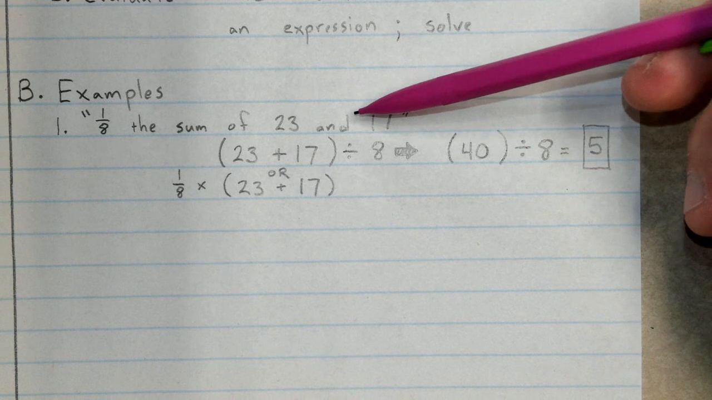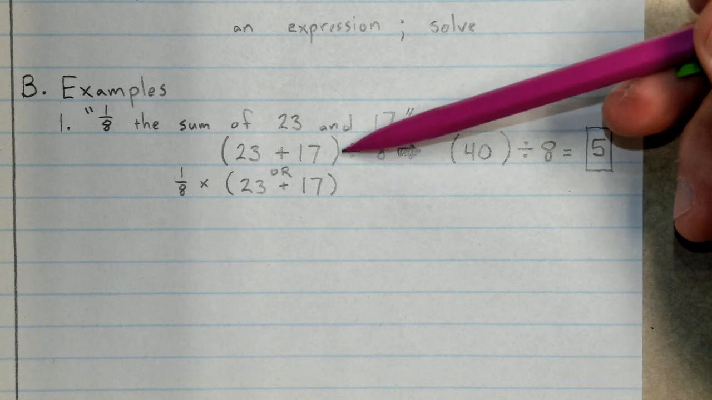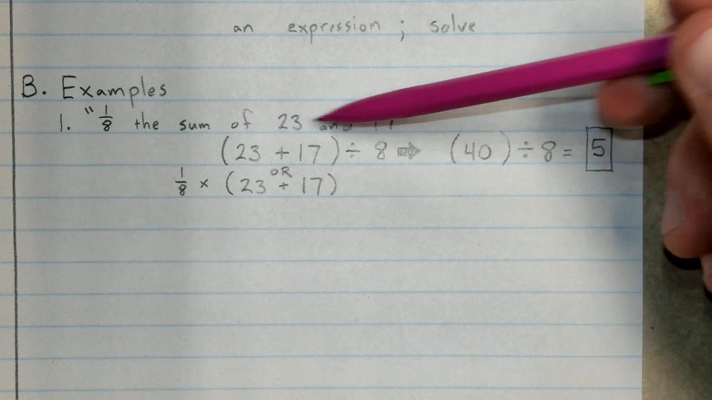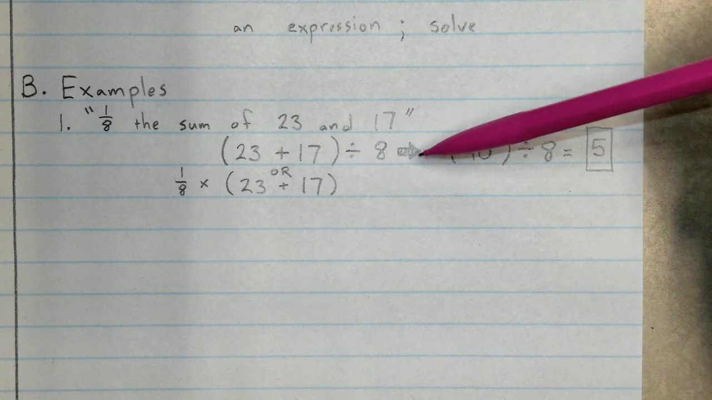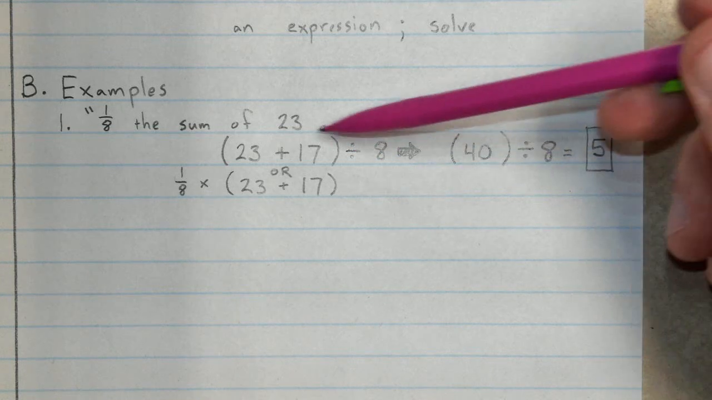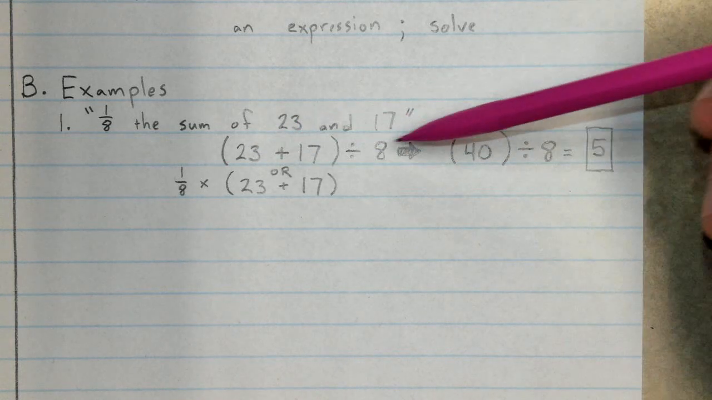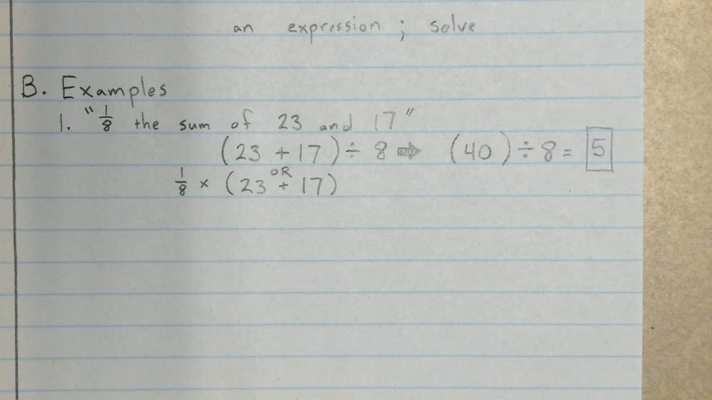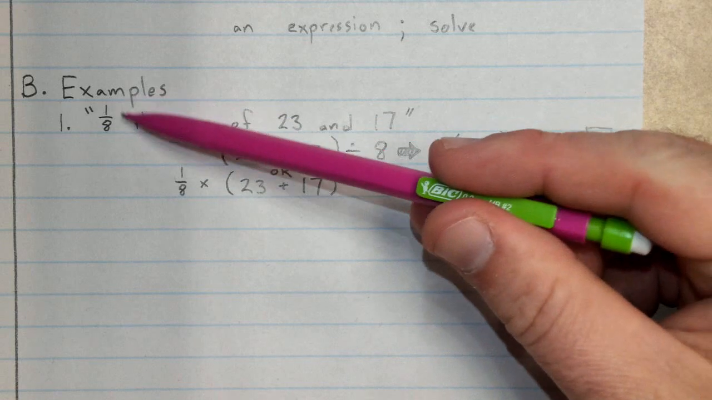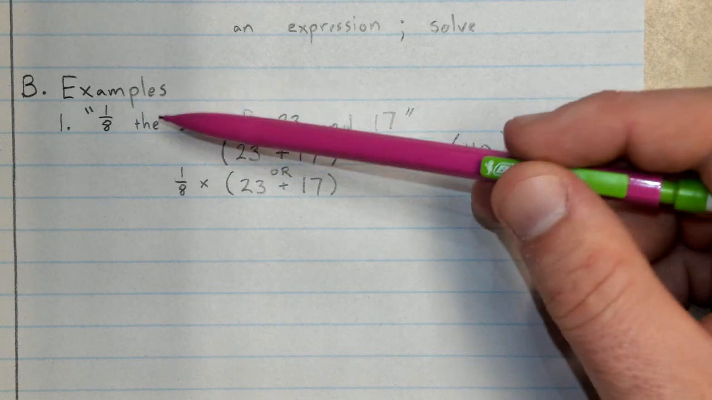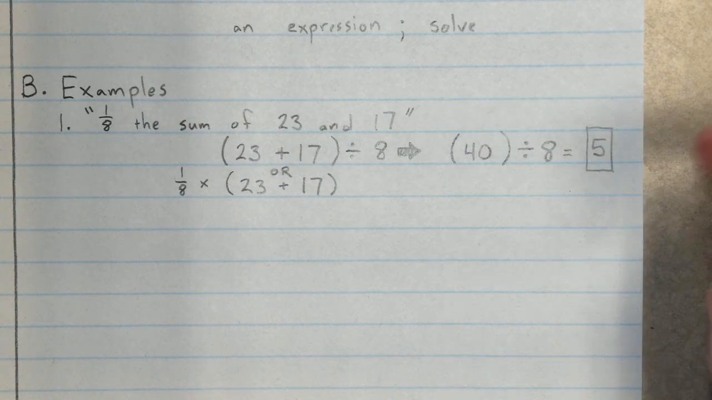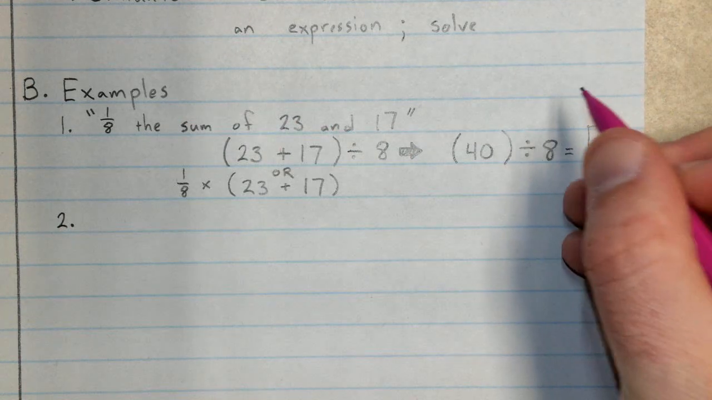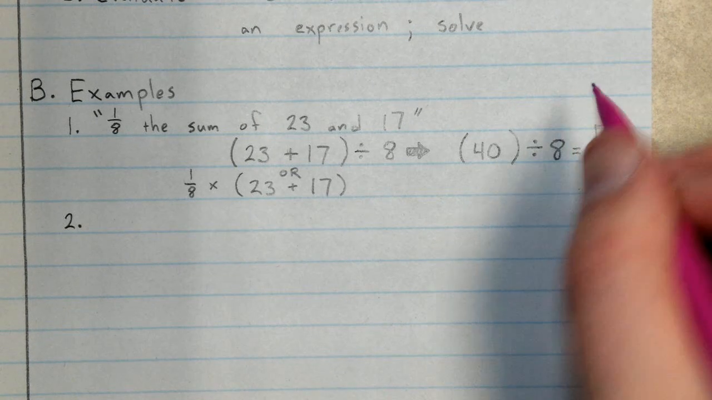So, we took this statement, we wrote a matching expression, two technically, but we'll stick with this one for right now. We took the statement, wrote a matching expression, and then evaluated the expression. We solved it to figure out, okay, what's the value of this? Then I divide that by 8, and I get my final value. 1/8 the sum of 23 and 17. This whole thing equals 5. Let's do another one.